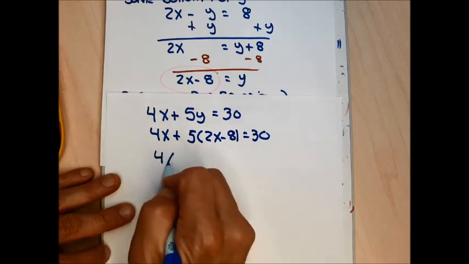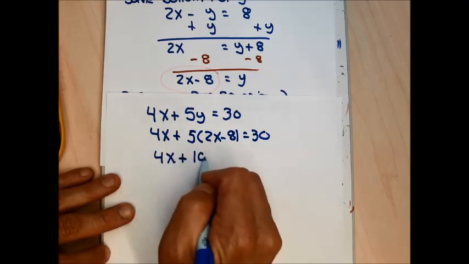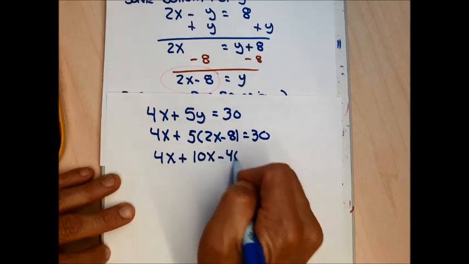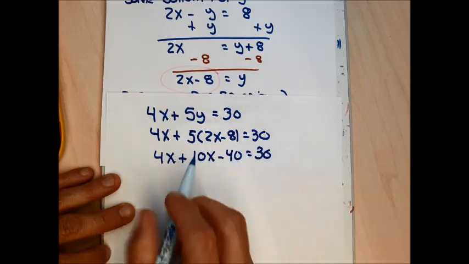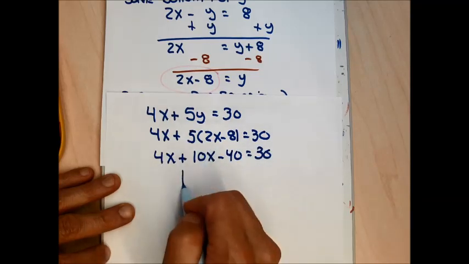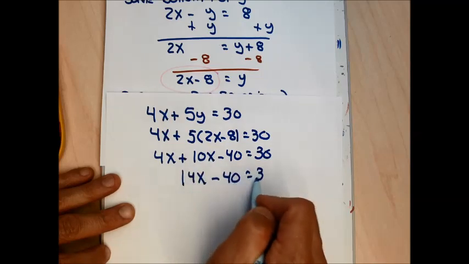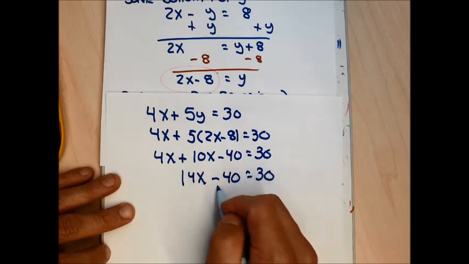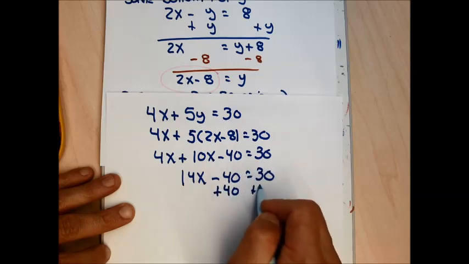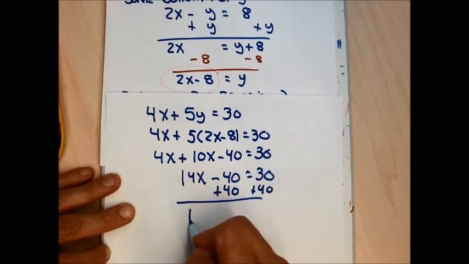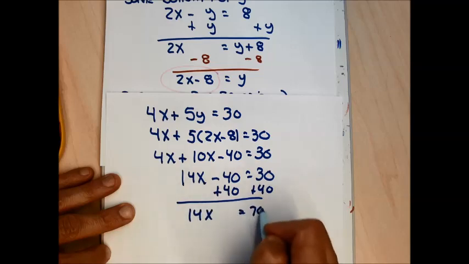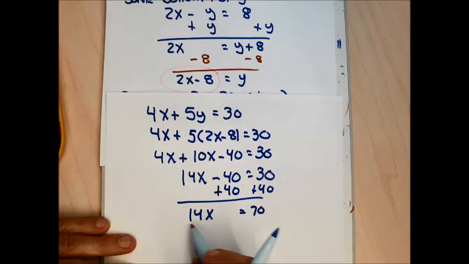I'm going to clear the parentheses and get 4x plus 10x minus 40 equals 30. I'm going to add the 4x plus 10x and get 14x minus 40 equals 30. Then I'm going to add 40 to both sides and get 14x equals 70. And then I'm going to divide both sides by 14.